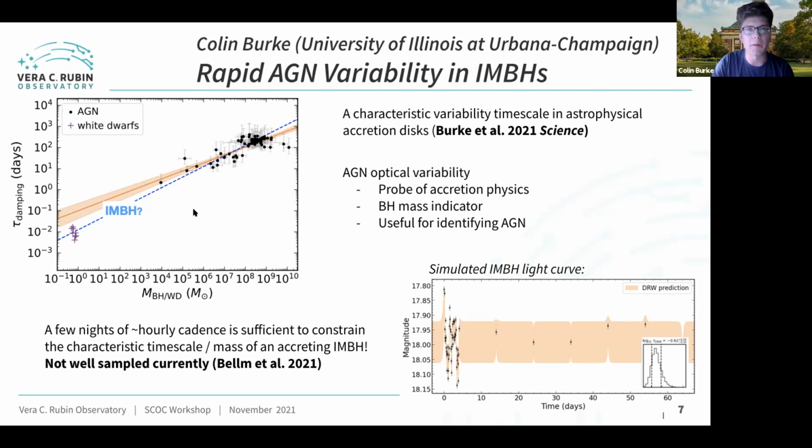So the black data points are AGNs measured from composite light curves from SDSS, DES, Pan-STARRS, etc. The quasars are the massive ones on the upper right. And as we go to lower and lower black hole masses, we get into Seyfert galaxies, and that data point right there is NGC 4395, which is a well-known dwarf AGN with a black hole mass of only 10^4 solar masses. And so that particular source has a characteristic time scale of days.